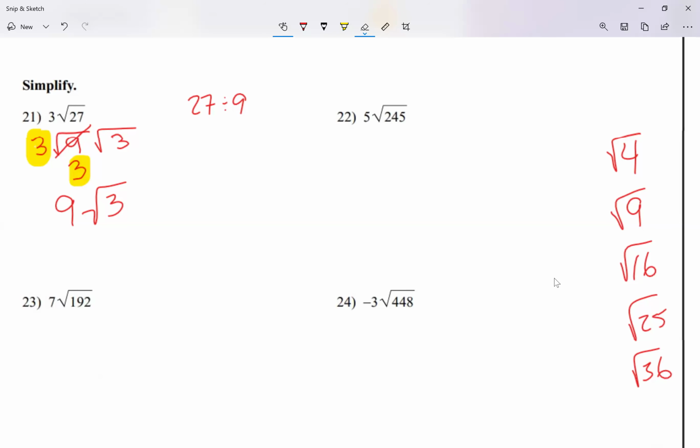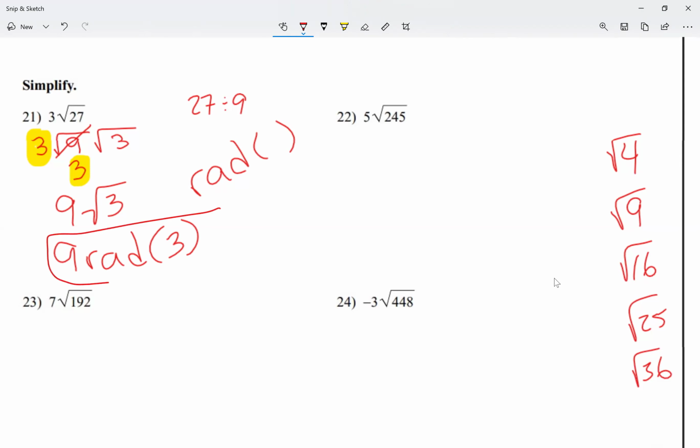The way we're going to be doing this for our assignment, the way we're going to type this, the number at the front, in this case a 9, we're just going to type in a 9. Now, for radicals, I'm going to use the word radical, but abbreviate that as RAD, and open and close parentheses. Inside the parentheses, I'm going to write the number that I have inside the radical. So my answer is going to be 9 RAD, open and close parentheses, and inside the parentheses, a 3. So this is how my answer will look, 9 radical 3.